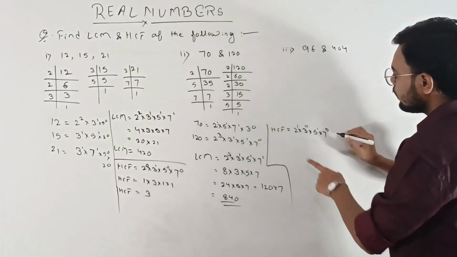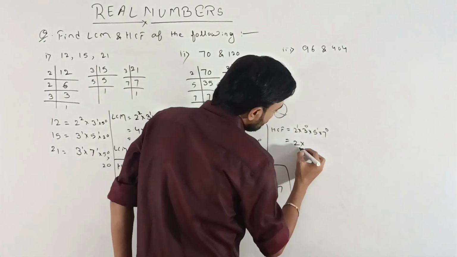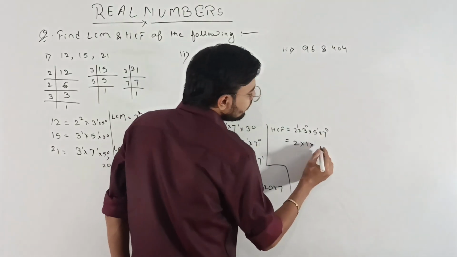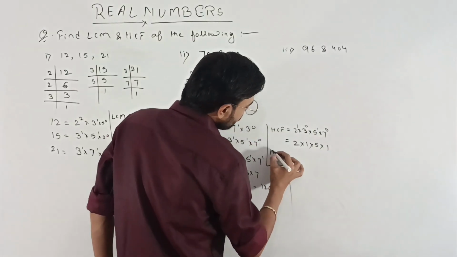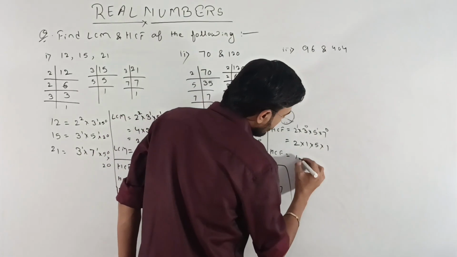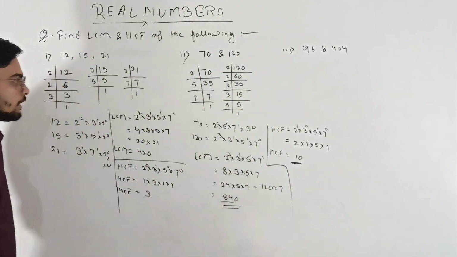Now calculate this. 2 to the power 1 is what? 2. 3 to the power 0 is what? 1. 5 to the power 1 is what? 5. And 7 to the power 0 is what? 1. Now from here HCF is 2 times 1 is 2, 2 times 5 is 10. Our HCF is 10. LCM is 840.